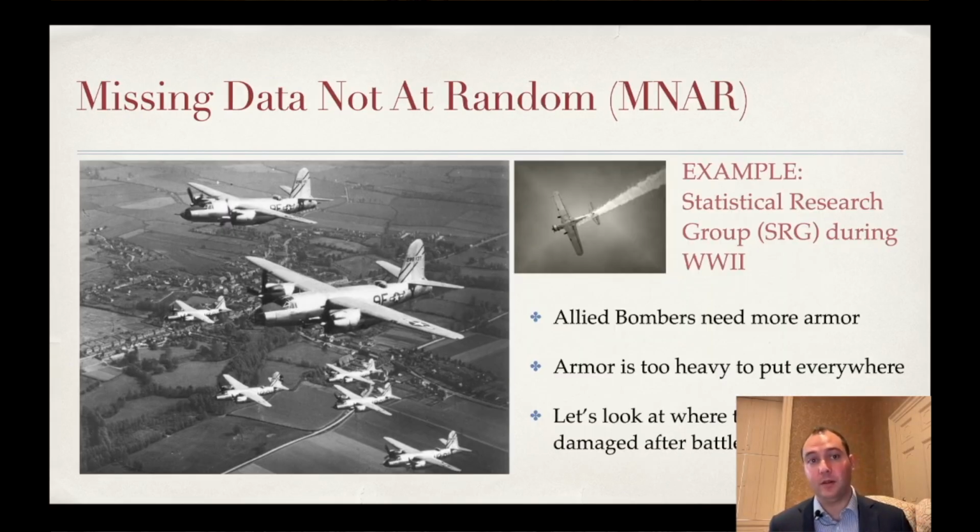Here's another example of why it's difficult to understand and how we can make better decisions based on random data or non-random data. So in this example, this is another very famous case. Many of you have probably heard of this. If not, let's think about it. The example is, in World War II, Allied bombers came back and they needed more armor. The armor is too heavy to put everywhere on the bottom of the plane, so they want to put armor where it will best serve the pilots.